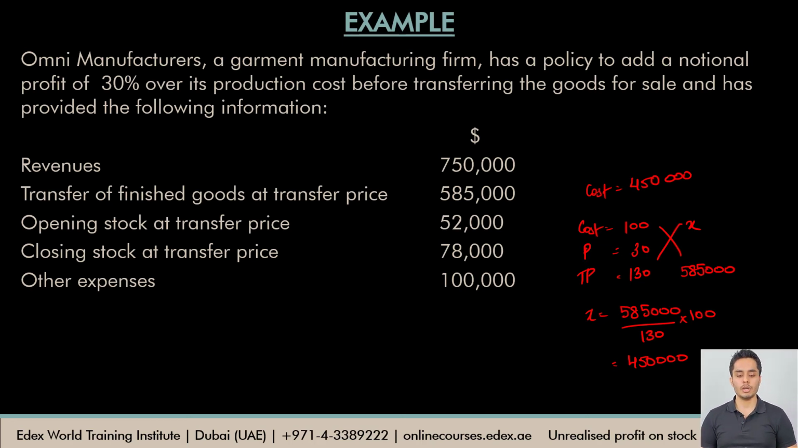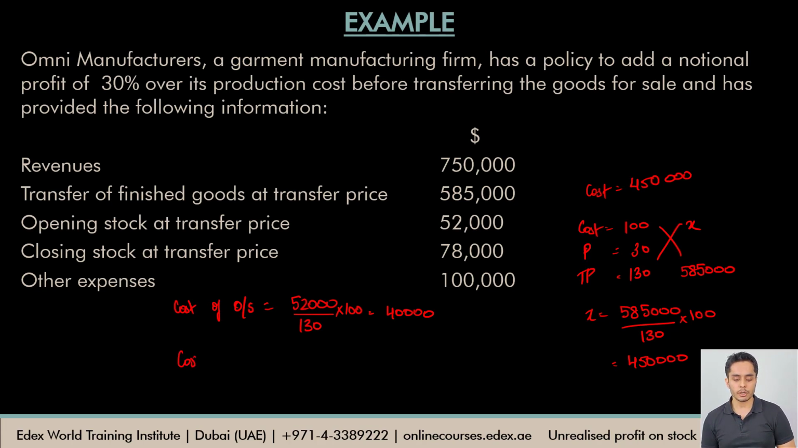Opening and closing stock is also given at transfer price. Remember, we need to calculate the profit element that is included in the opening and closing stock. For that, we also need to calculate the cost of the opening and closing inventory. So let's do that first. Same formula, same logic I will use. Cost of opening inventory or opening stock will be 52,000 divided by 130 into 100, which is 40,000. That shows me that the profit element that is included in the opening stock is 12,000, 52,000 minus 40,000.